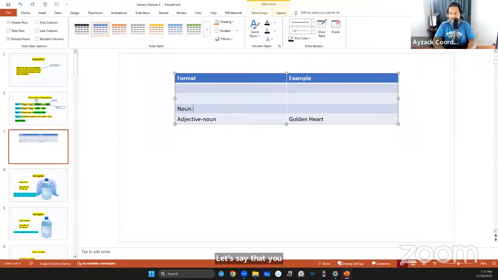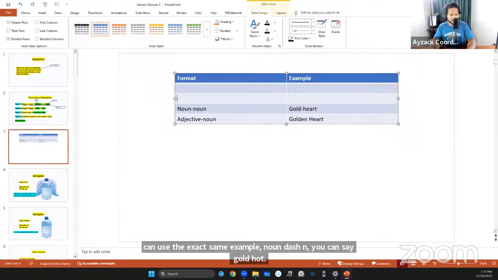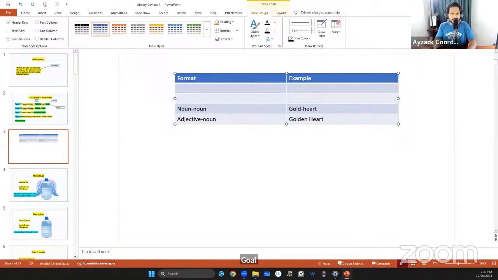Let's say that you want it to be noun dash noun. You can use the exact same example. Noun dash noun. You can say gold heart. Gold heart. That makes perfect sense. Gold is a noun, by the way, and gold heart can be a metaphor, right? Because there is no such thing called a gold heart.